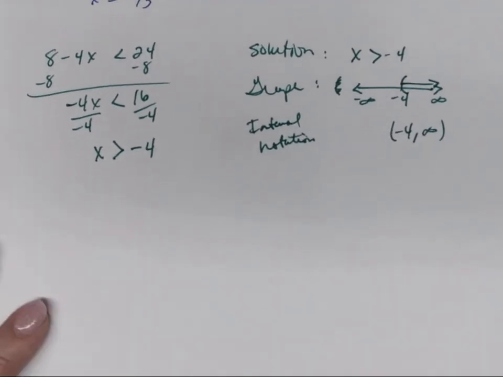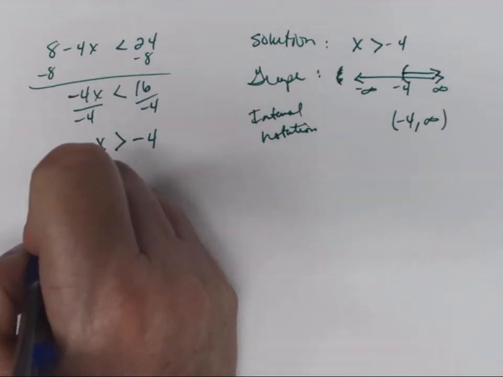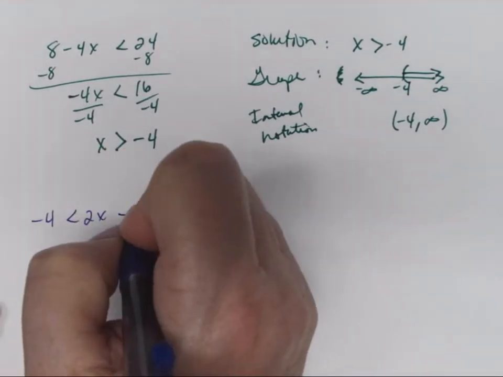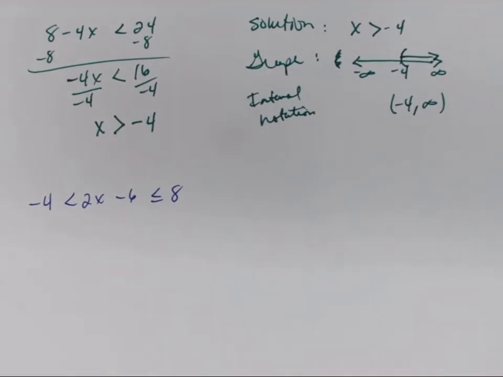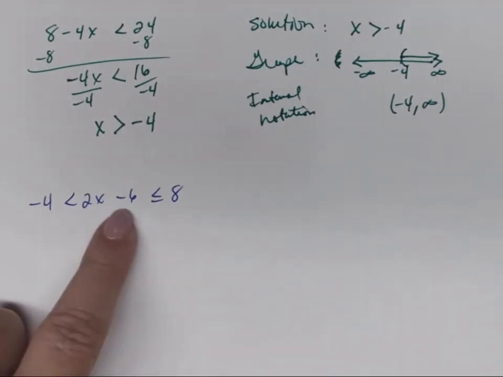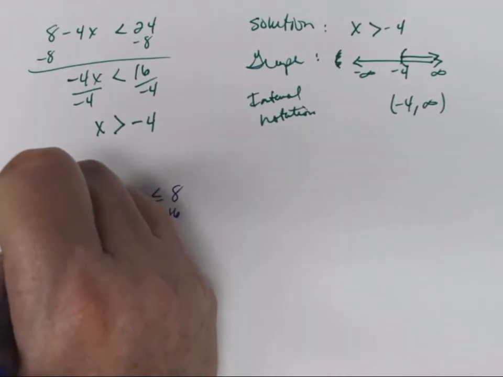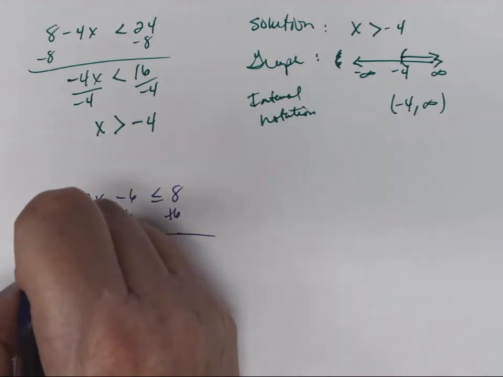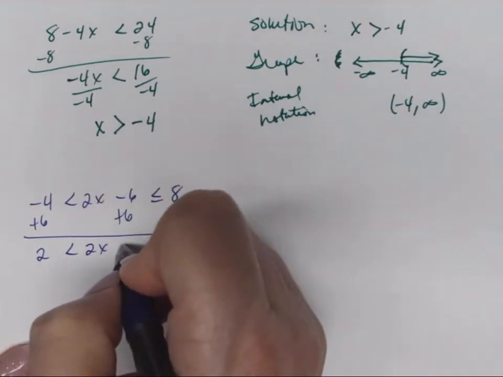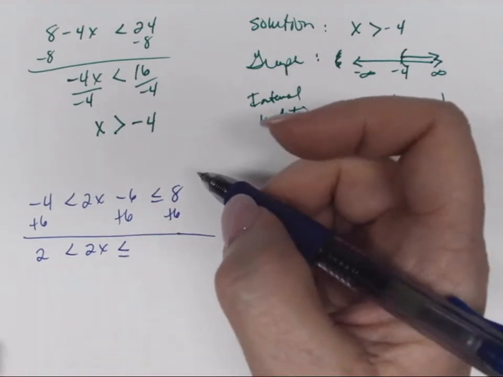All right, we've got one more of these. So we have negative 4 less than 2x minus 6 less than or equal to 8. So here we have the x in the middle. We need to get it by itself. So I'm going to add 6 to all sides. So that will get us 6 minus 4 is 2, less than 2x, less than or equal to 8 plus 6, which is 14.